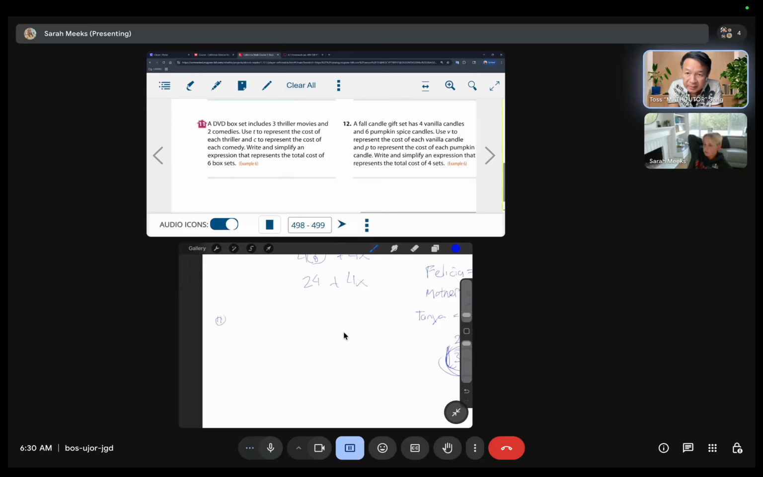Yeah, so there's this box that has 3 thriller movies and 2 comedies. Okay, you're going to use T. Let's do that first. Let's go ahead and define or declare the variable. Let T equal cost of thriller. Kind of shorten it a little bit. And then C equals cost of comedy.